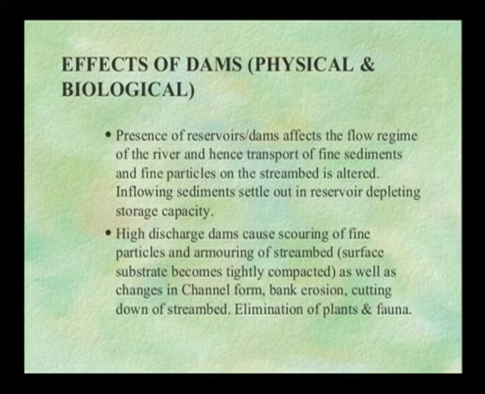High discharge dams cause scouring of fine particles and armoring of stream bed, that is surface substances become tightly compacted, as well as changes in the channel form, that is bank erosion, cutting down of stream beds, and elimination of plants and fauna. So once the effect is felt on biological life, it can have a lot of other extrinsic and intrinsic effects, and it cannot be measured at a particular point of time. When you know that the water quality is changing, that can be quantified, but when it starts affecting flora and fauna, that becomes beyond quantification, and it can lead to a lot of other changes.